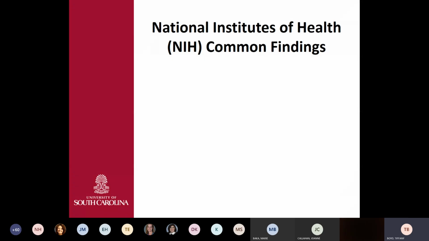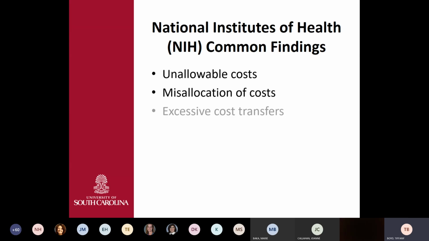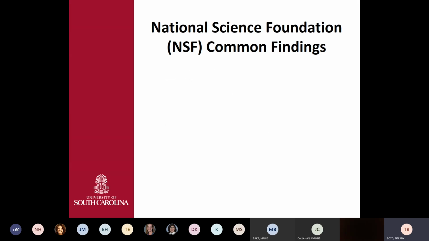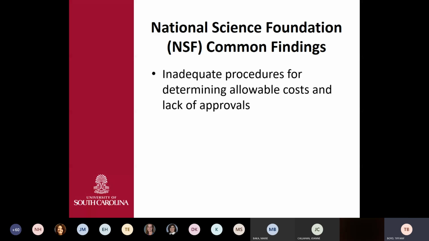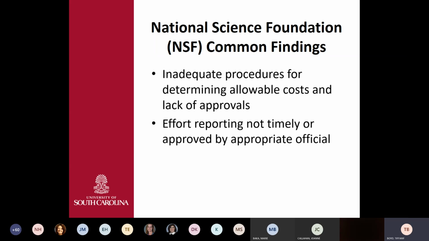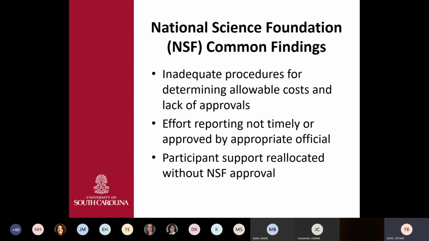So just some most common findings. These are some from NIH. This is what they most commonly find when they come in. Unallowable cost, misallocation of costs, excessive cost transfers, and delinquent closeout reporting are their most common findings. NSF, inadequate procedures for determining allowable cost and lack of approvals. And effort reporting not timely or approved by appropriate official is another common finding for NSF. And then participant support reallocated without NSF approval is another common finding for them.